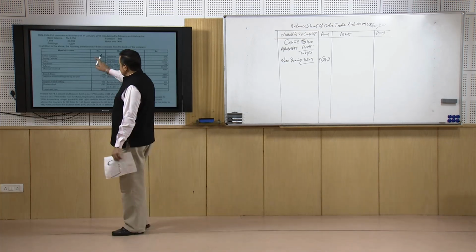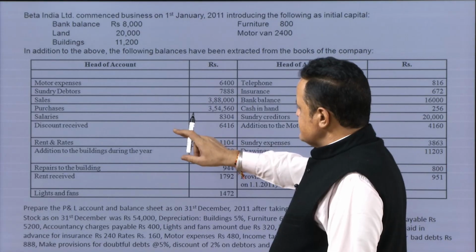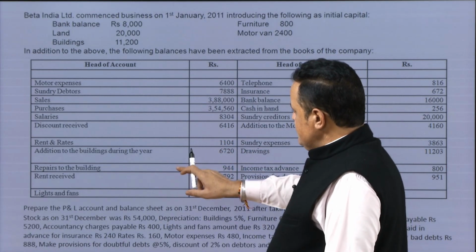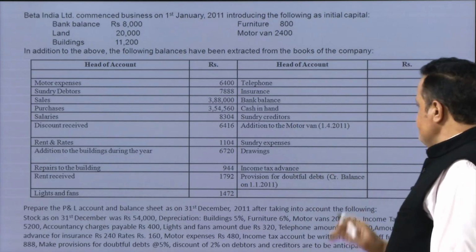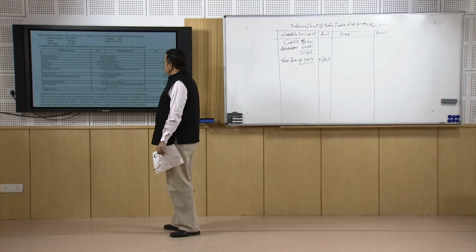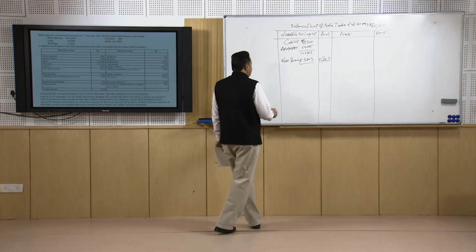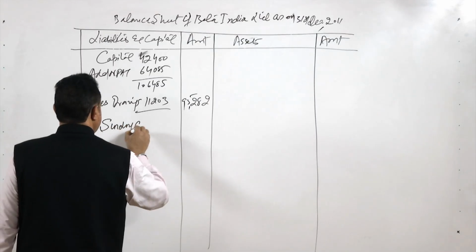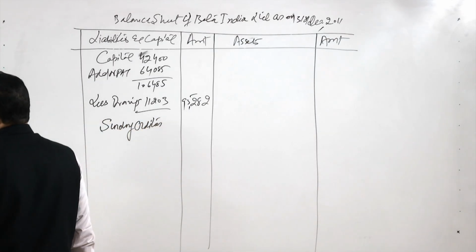So we will now take motor expenses, done; sundry debtors, no; sales, no; purchase, no; salaries, no; discount received, no; rent and rates, no; additions to buildings, no; repair to building, no; rent received, light and fans, no. You will find the liabilities on this side: telephone, no; insurance, no; bank balance, no; cash in hand, sundry creditors. Yes, sundry creditors is another liability. Sundry creditors are 20,000.